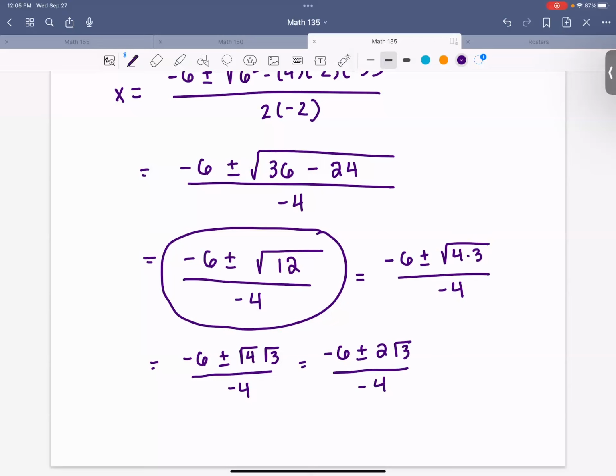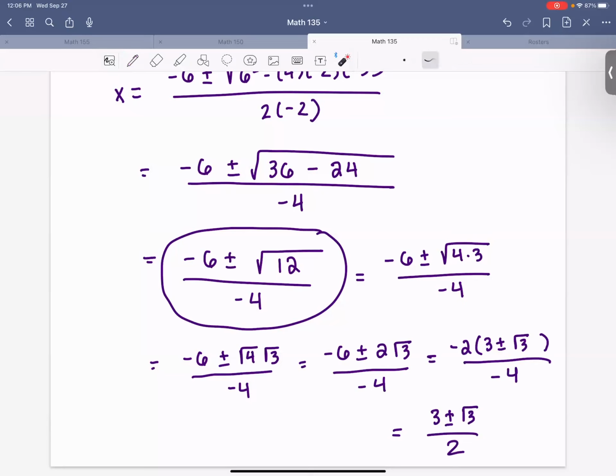And actually, on top, I can take out a 2 from both of the -6 and the 2. So I can take out, well, I can take out a -2 if I wanted. So this would become 3 plus or minus the square root of 3 over -4. And then the top and bottom would cancel out. So this would become 3 plus or minus the square root of 3 over 2. Okay, so that just was annoying me.